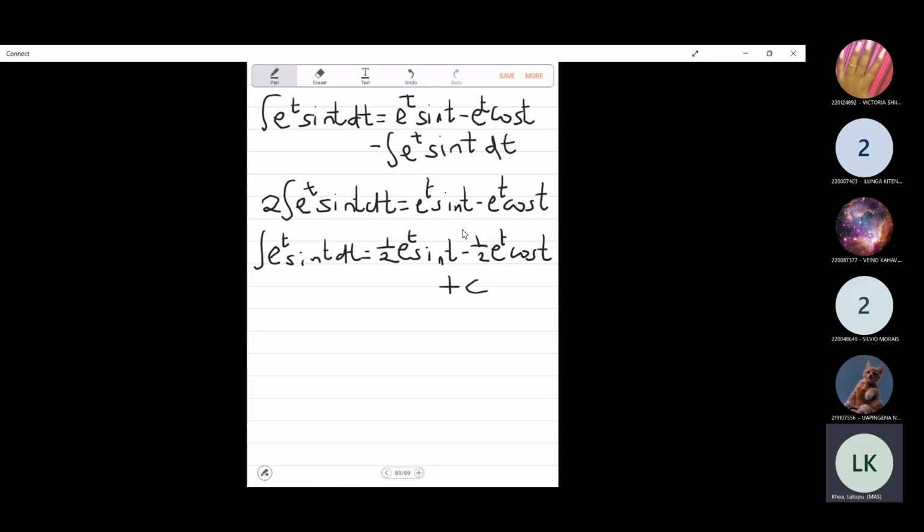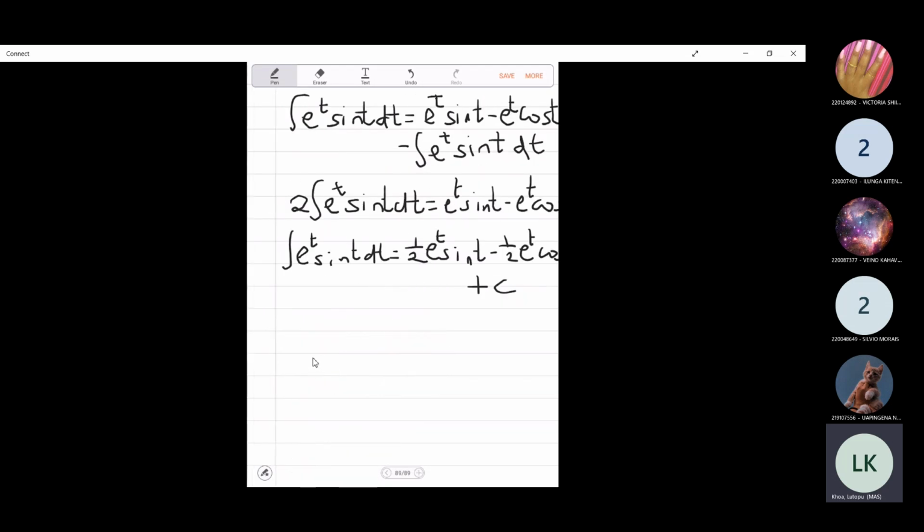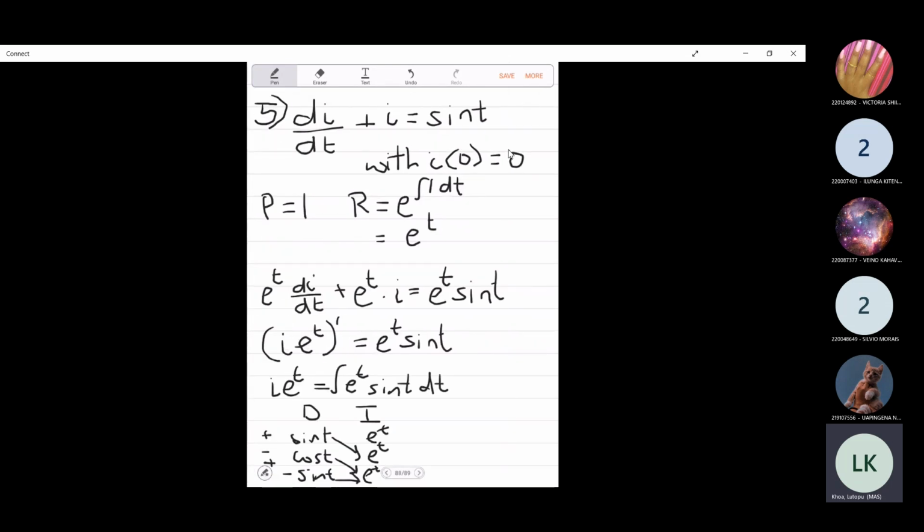So this is equal to I times e to the power of t. So we have I times e to the power of t. This is equal to a half e to the power of t sine t minus a half e to the power of t cos t, and then we add our constant of integration. Then just remember that we were given initial conditions, so we're looking for a particular solution.